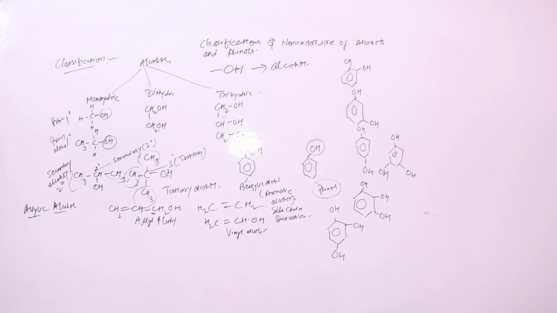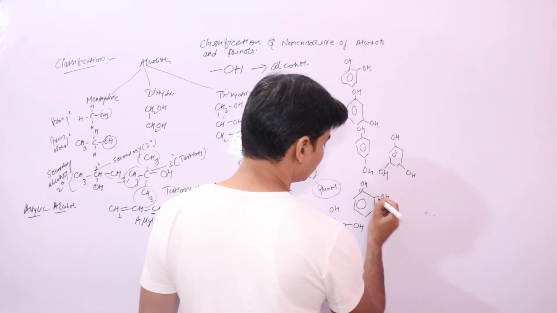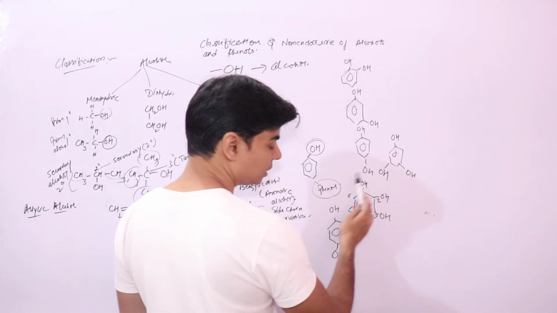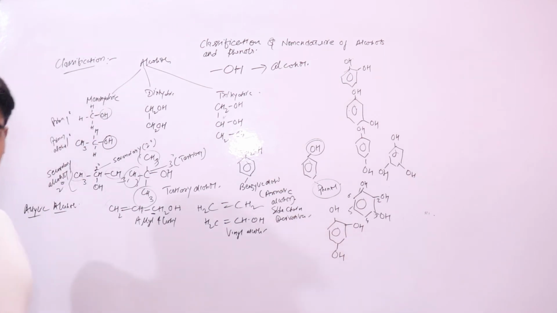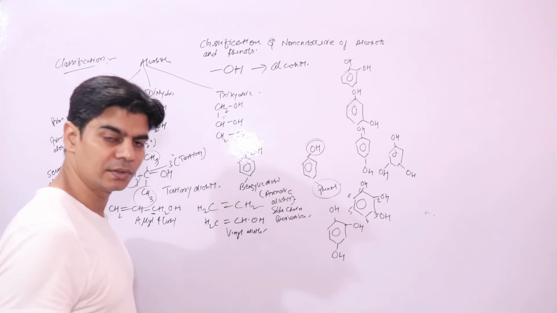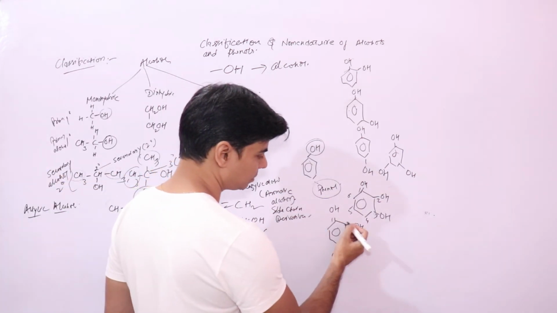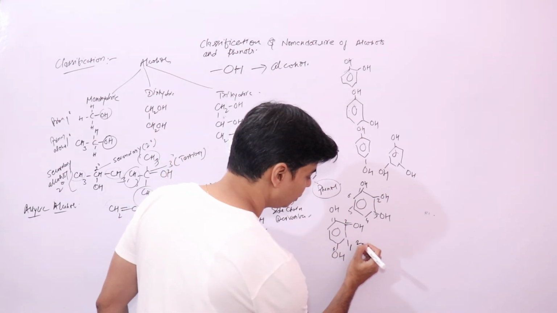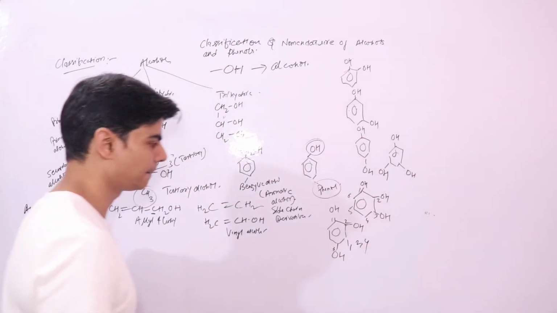And remember one thing: how do you name these trihydric alcohols? Just note the positions 1, 2, 3, 4, 5, 6. So this would be 1, 2, 3 trihydroxy benzene, and the other one is your 1, 2, 4 trihydroxy benzene. We are just differentiating the compounds by the position of the OH groups. This is your 1, 2, 4 trihydroxy benzene.